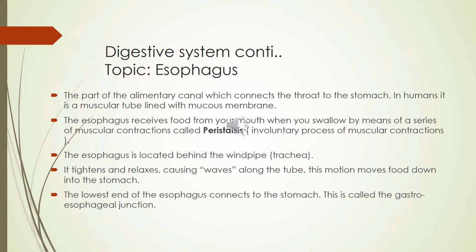So the food reaches the esophagus by means of a series of muscular contractions known as peristalsis, and peristalsis is an involuntary process of muscular contraction. The esophagus is located behind the windpipe, or the trachea. The trachea can be felt quite easily by placing our hand in front of our neck, and immediately behind the windpipe there is the esophagus. It tightens and relaxes, a contraction and relaxation, or you can say a wave-like movement along the tube.